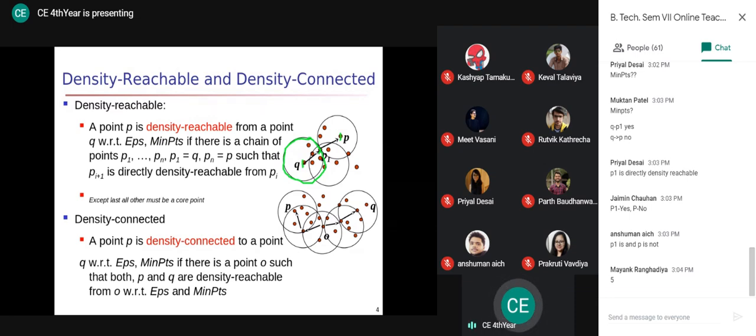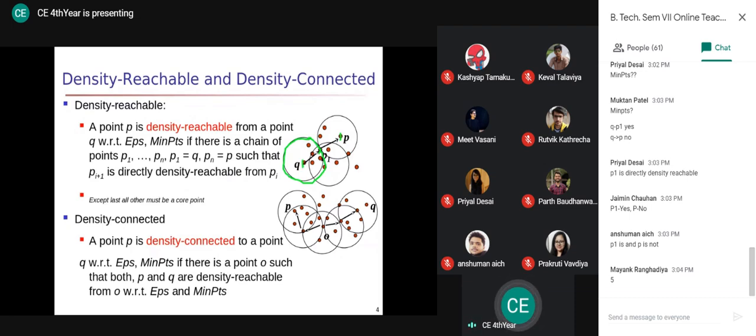So now we have the second definition, that is density reachable. If not directly, then it doesn't matter, let's go via intermediate points. Then we can say it's density reachable. Right now we are checking Q and P. We now know that P is not directly density reachable from Q. So next, let's check whether P is density reachable from Q or not.